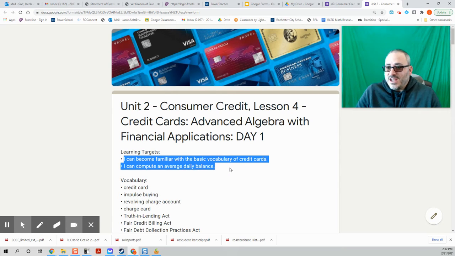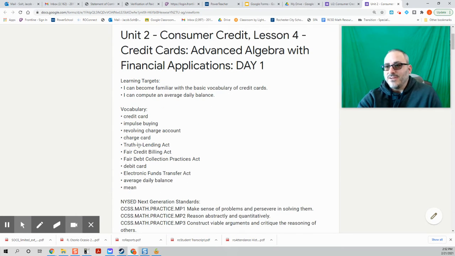But for day one, the targets are: I can become familiar with the basic vocabulary of credit cards, and I can compute an average daily balance. So you want to become familiar with the basic vocabulary of credit cards, and be able to compute an average daily balance. We're going to talk about this vocabulary right here, right?